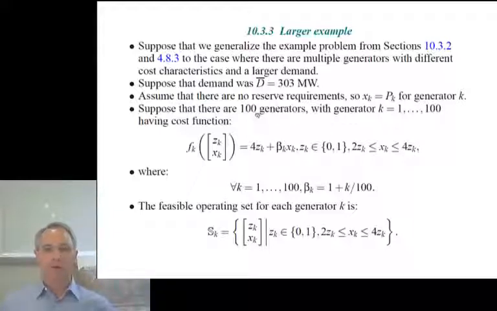Let's suppose there are 100 generators, and generator k has cost function f_k of z_k, x_k that's given by 4 times z_k plus beta_k x_k, where for each k, beta_k is 1 plus k on 100. So we're going to have a collection of 100 slightly different generators. The feasible operating set for each generator is exactly the same as the feasible operating set for our previous single generator example.